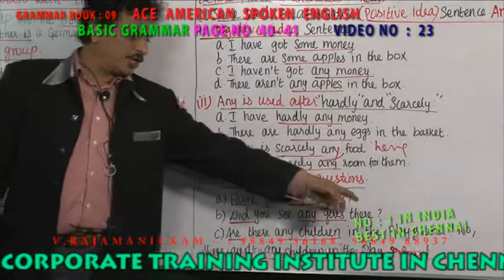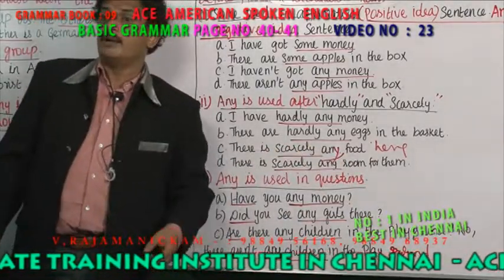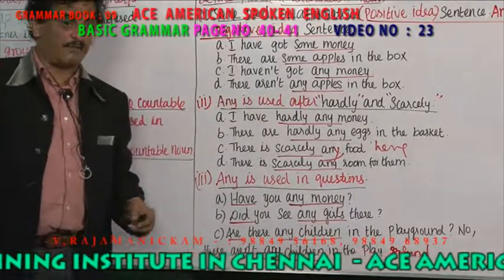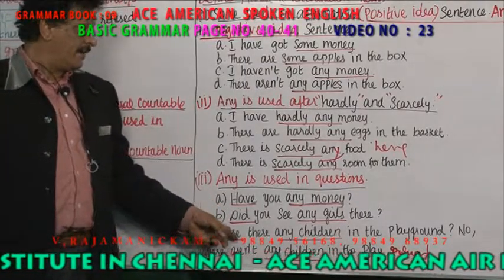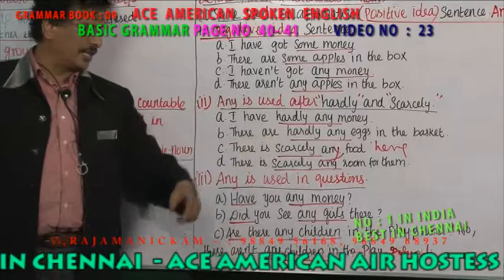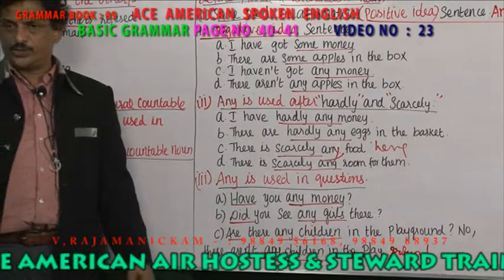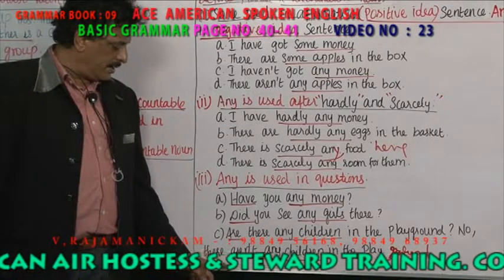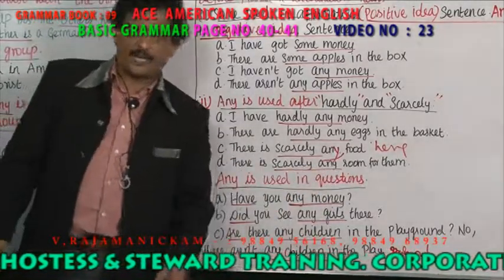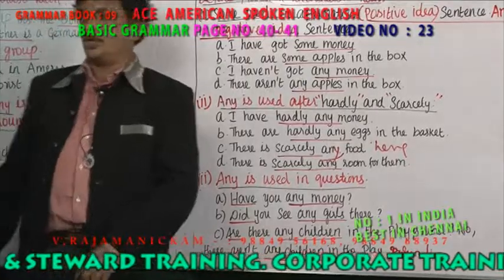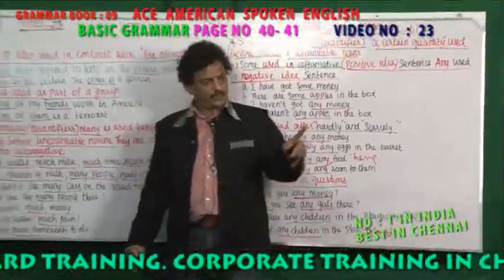Are there any children in the playground? Playground. Are there any children? For questions you are using any. You don't say, are there some children in the playground? No. Are there any children? For questions and negatives you are using any. Here, there aren't any children in the playground. So for questions and negatives you are using any.